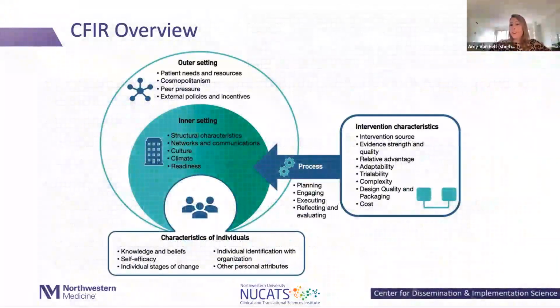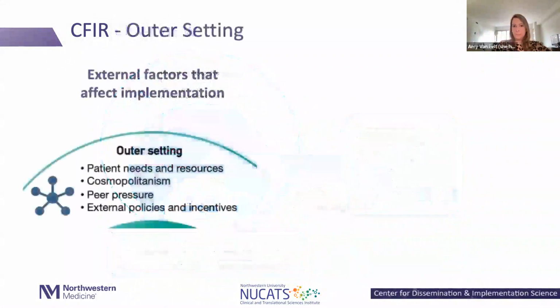Here's the figure that you all saw last session. To reiterate, CFIR consists of 5 domains, including outer setting, inner setting, intervention characteristics, characteristics of individuals, and the implementation process. And we'll walk through each of those domains in detail now. Starting with the outer setting, this domain refers to external factors that affect implementation, like government policies.